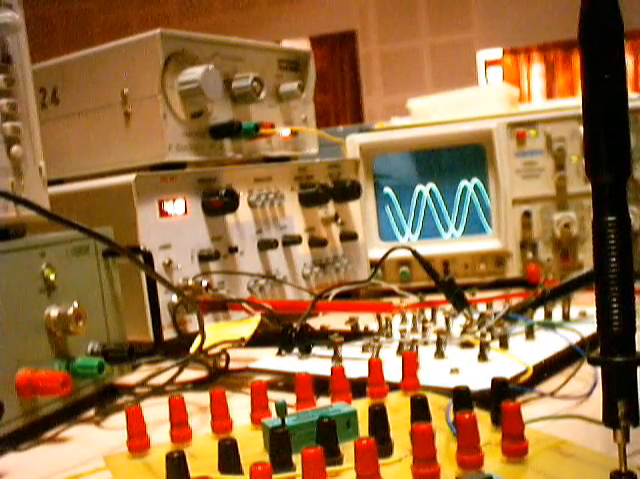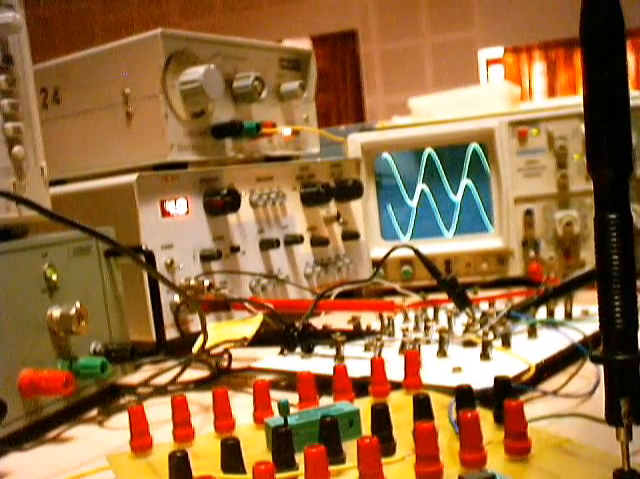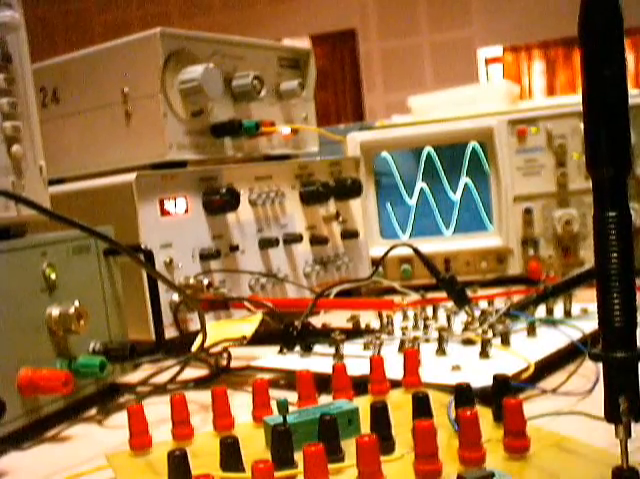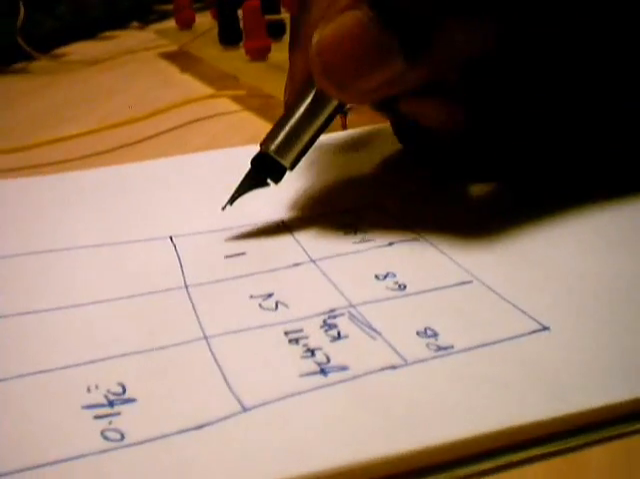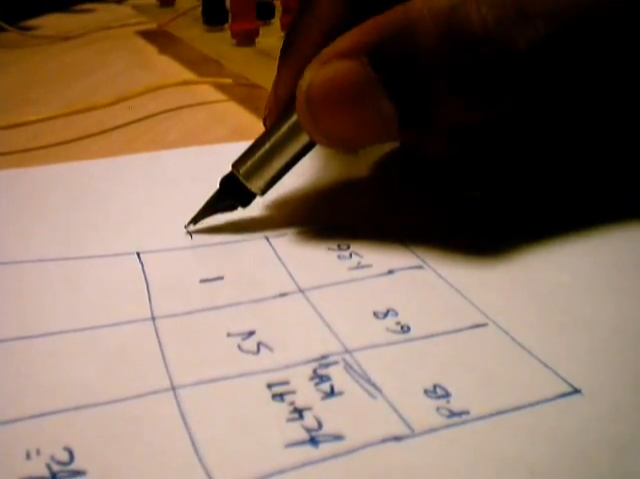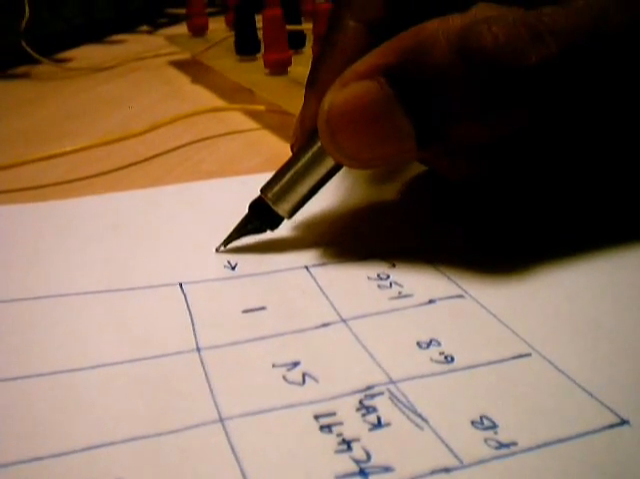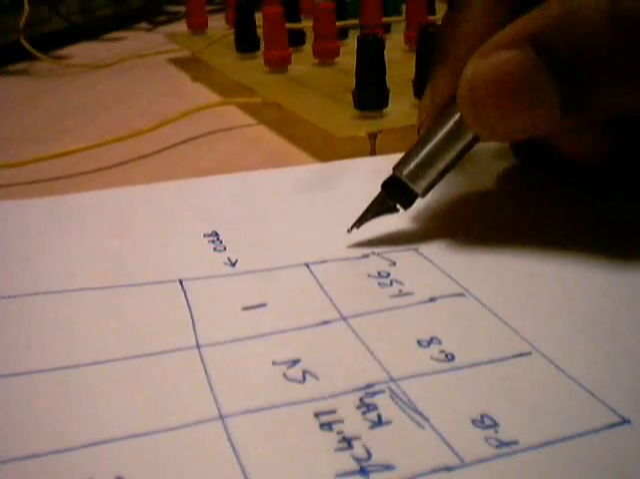Both the amplitudes are there. Let me just take out the output. The input is 5 volt, the output is also 5 volt peak to peak. Gain is 1. So gain is 1 means you can see now you are having 0 dB.